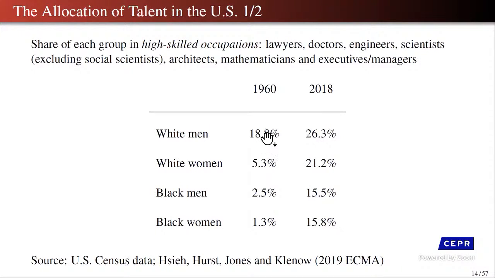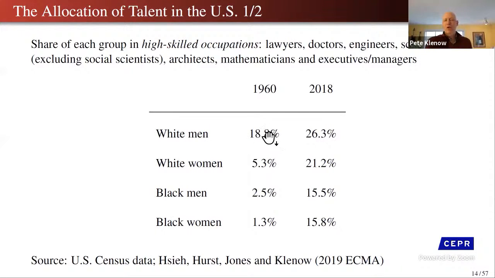Okay, so in 1960, you can see white men were over 90% of these occupations, even though they're only 40% of the population. You can see that of white men, almost 20% of them were in these high skilled occupations, and there were just far fewer white women and black men and black women, even as a share of full-time workers among these groups.